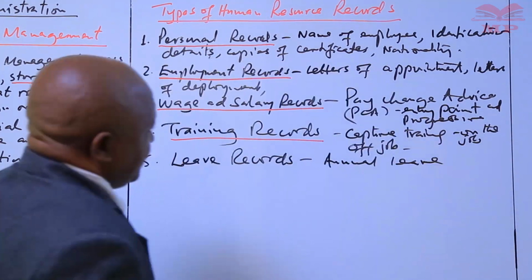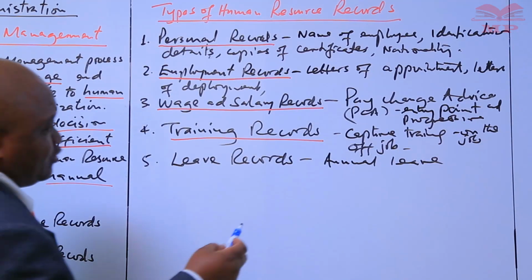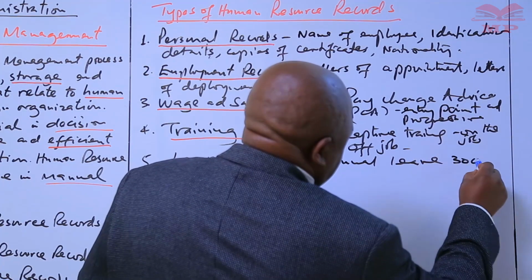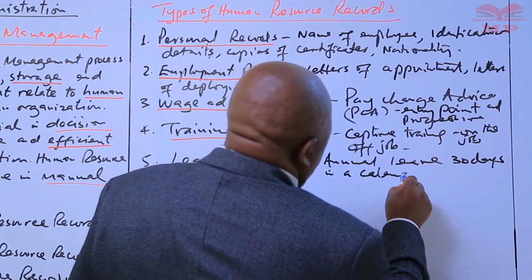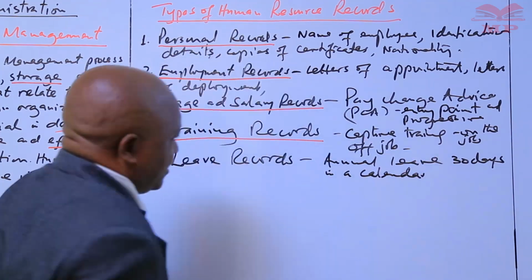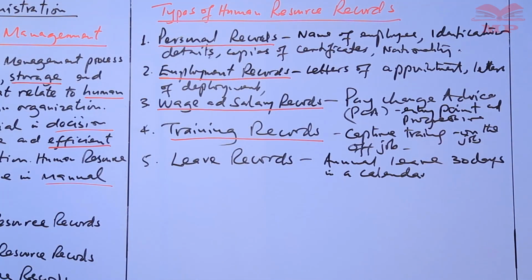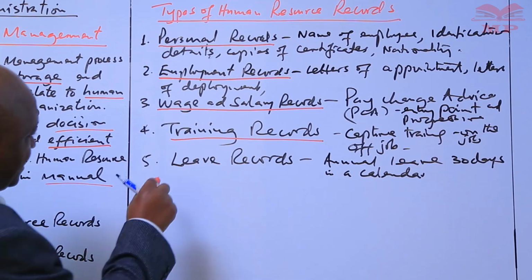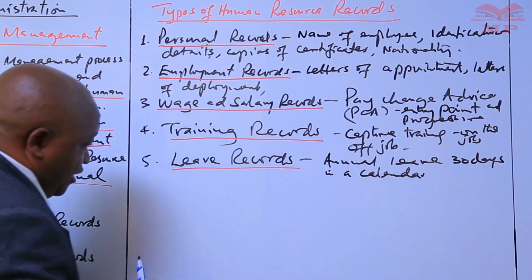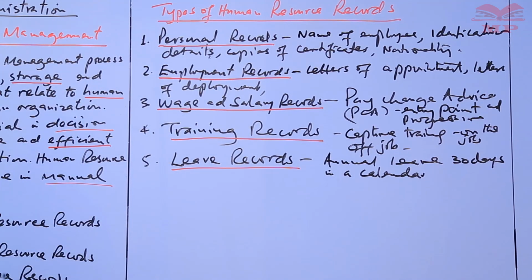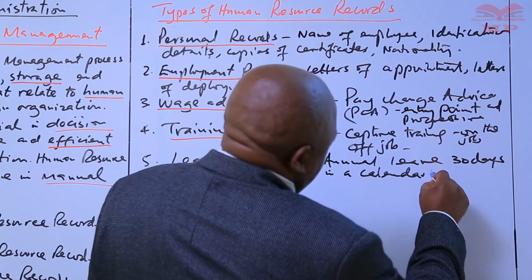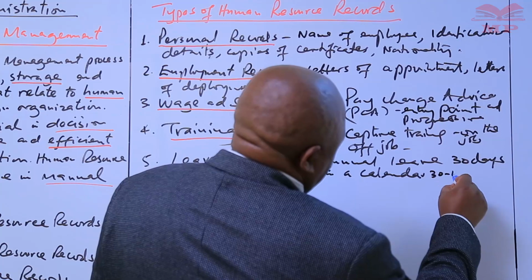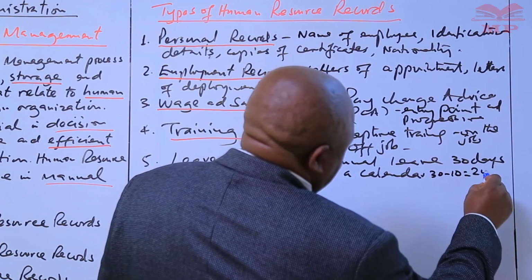So as we have indicated previously, this employee could be entitled to, say, 30 days in a calendar year. So the employee could have, for example, enjoyed 10 days. So the leave records that are going to be maintained, whether electronically or manually, may indicate that this particular employee has enjoyed 10 days from the 30 days, and the leave balance is 20 days.